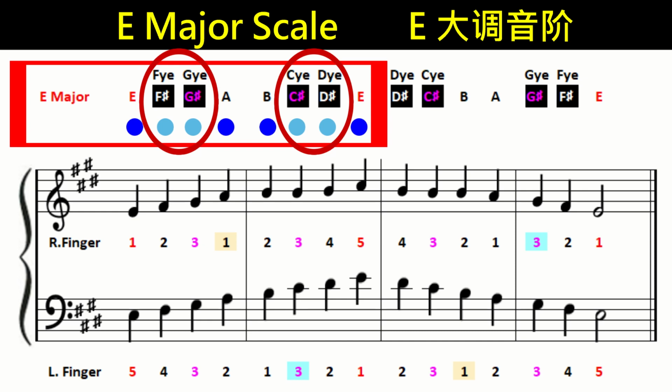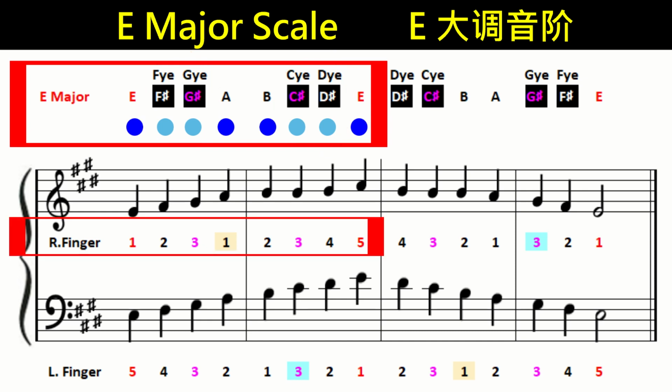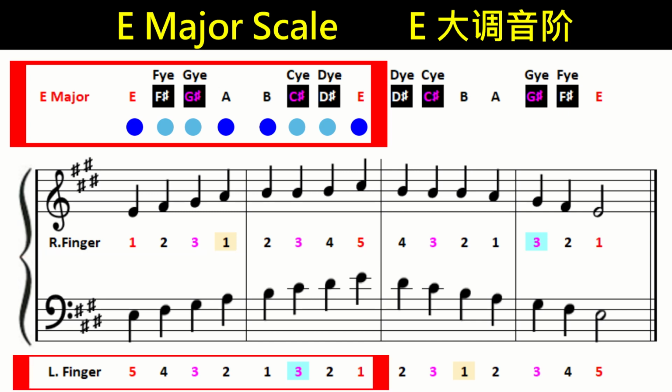Like the D and C major scales, common fingering is used. Right hand is 1, 2, 3, 1, 2, 3, 4, 5. Left hand is 5, 4, 3, 2, 1, 3, 2, 1.